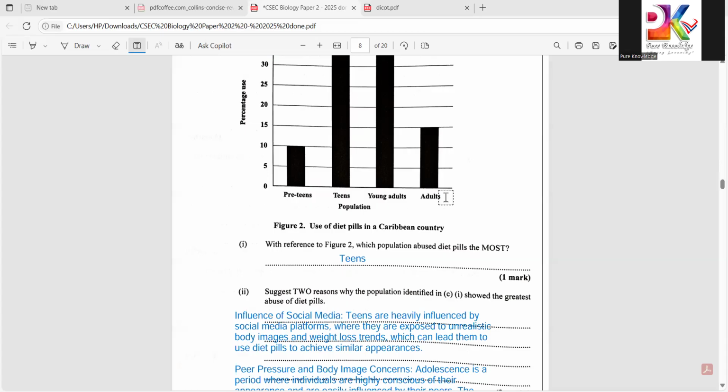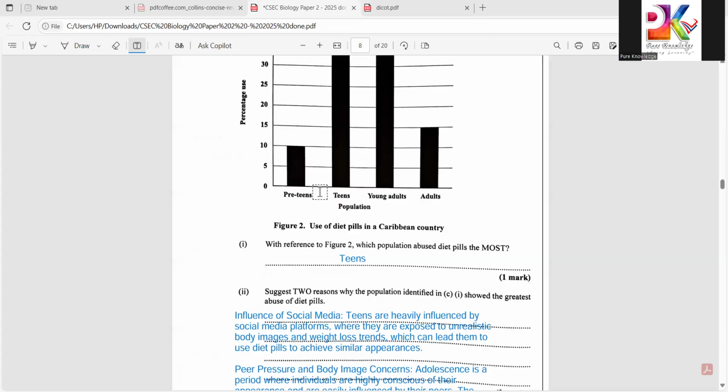So it's up to you now to think during the exam, right? I think that social media, because they use the example at the top that she was watching TikTok and Facebook. I just put back that because they give me one free. So I put that: teens are heavily influenced by social media platforms where they're exposed to unrealistic body images, people who do their weight, their body, and all of these things, and they are influenced because they want to be like them. So this can lead to them using that pill.